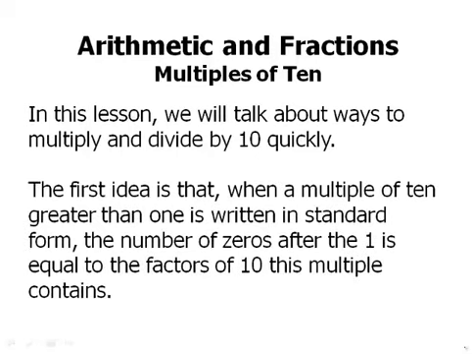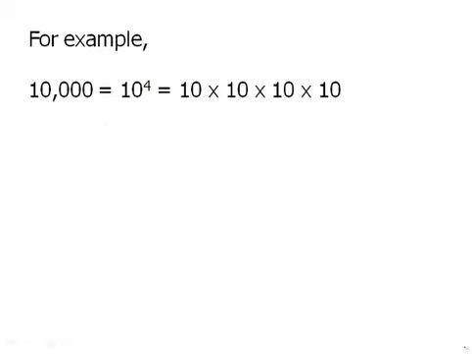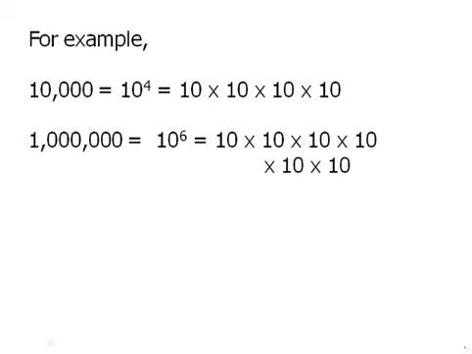The first idea is that when a multiple of 10 greater than 1 is written in standard form, the number of zeros after the 1 is equal to the factors of 10 in this multiple. So for example, 10,000 has 4 zeros. So that's 10 to the 4th, or 4 factors of 10. 1 million has 6 zeros. So that's 10 to the 6th, or 6 factors of 10.